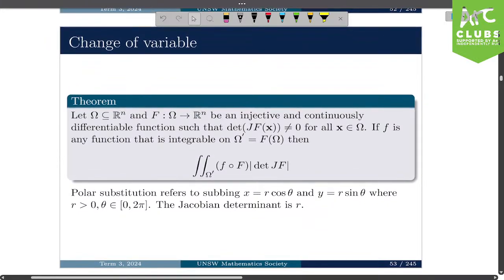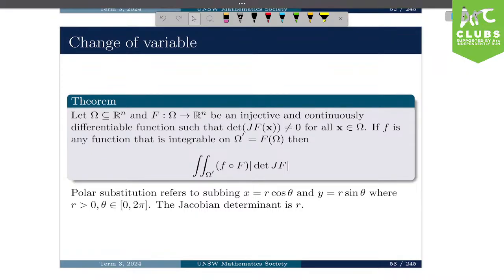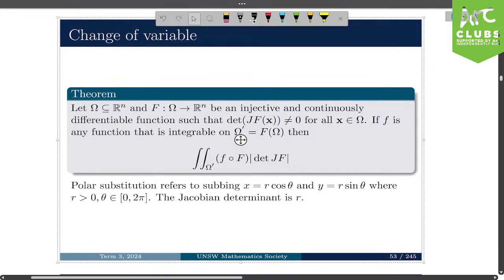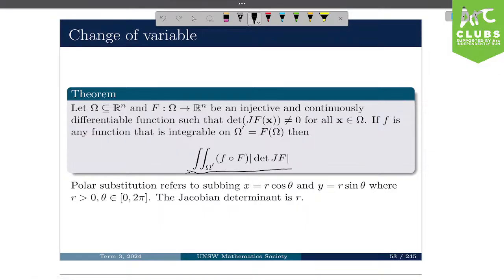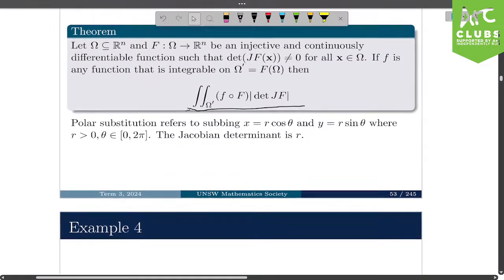And then for a change of variable, let omega be a subset of Rn and f be a mapping of omega onto Rn, an injective and continuously differentiable function such that the determinant of the Jacobian f(x) is not equal to 0 for all x in omega. If f is any function that is integrable on omega dash equals f(omega), then we end up getting this expression for a change of variable.